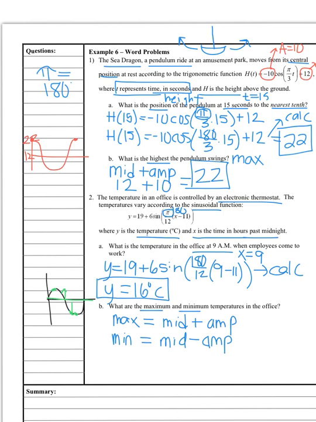So let's go ahead and plug in these values. So our maximum, well, let's see, our equation says that our midline, or the shift line, is the number that's added onto the whole function. So 19 is our midline, plus the amplitude, which is the number in front of the sine, plus 6, is equal to 25. And then our minimum is again our midline, so 19, minus the same number, minus our amplitude. So that gives us 13. So there's your max and there's your min.